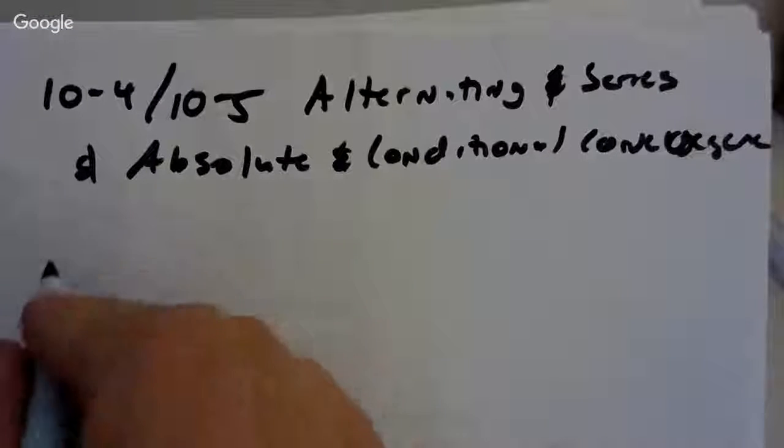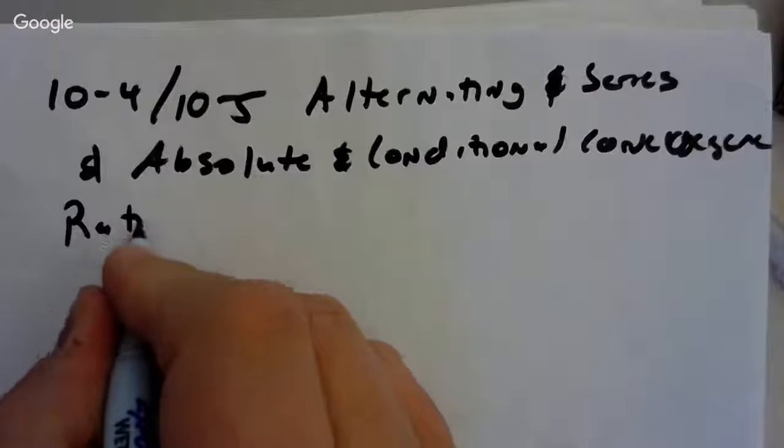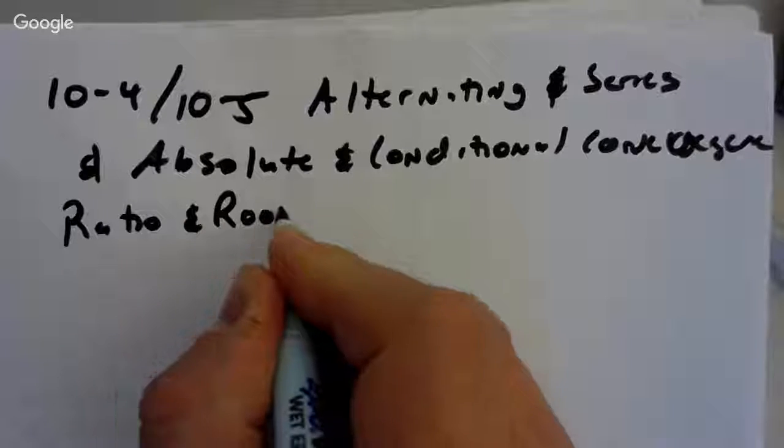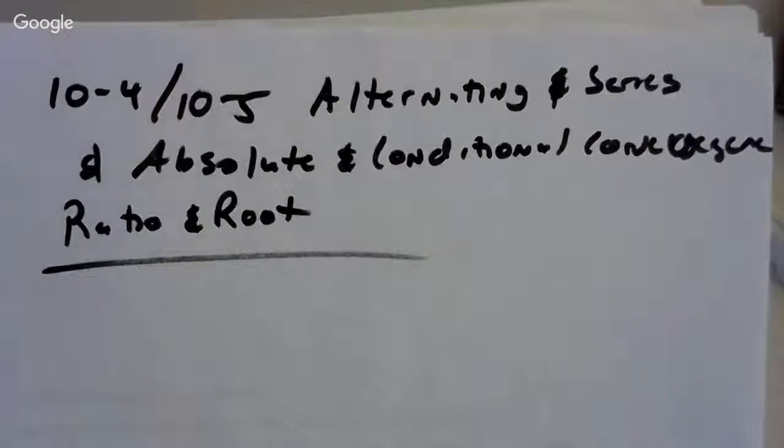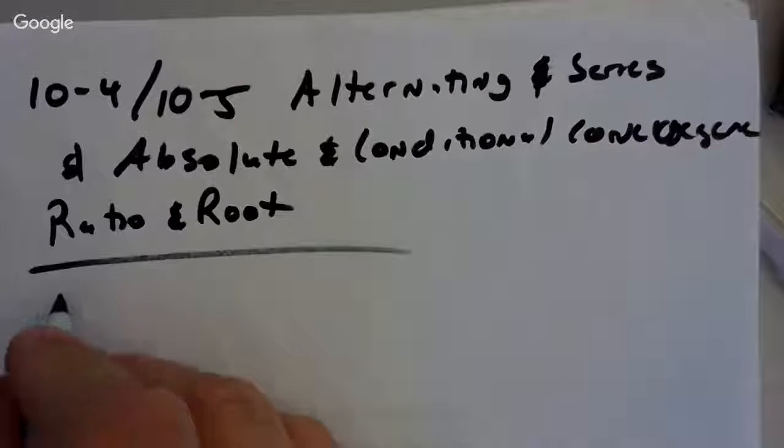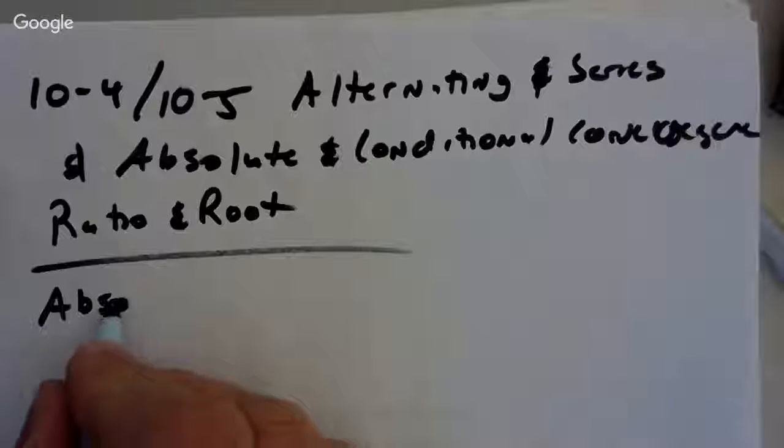Alternating series with that, and we also talked about the ratio and the root test today. Ratio and root, finally we get to something that we can use for more than just certain classifications of tests, but the bad news is that they're not that easy. So today we first provide an absolute definition. First thing we talk about is absolute convergence.